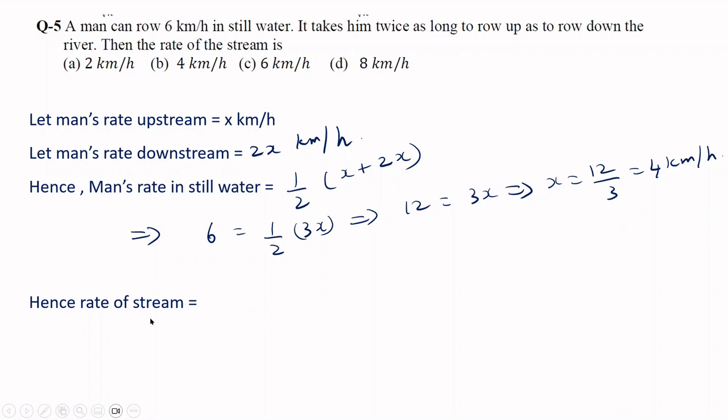Now the rate of stream we can calculate as downstream speed minus upstream speed by 2. So it is 2x minus x by 2, which is x by 2. X we have already found. So it is 4 by 2, which is 2 km per hour. So the correct option is option A.